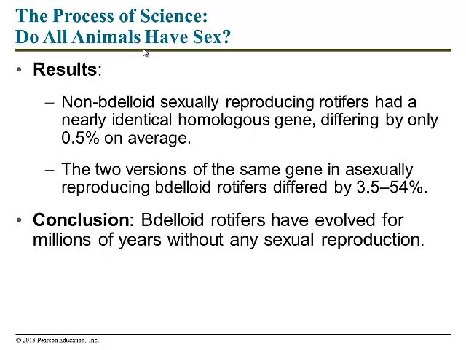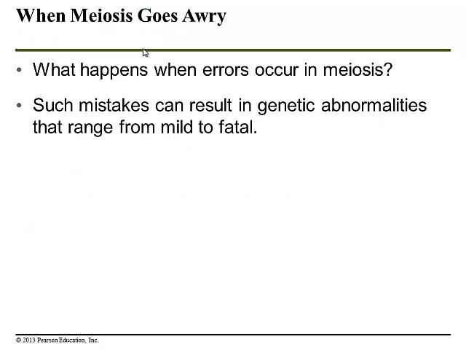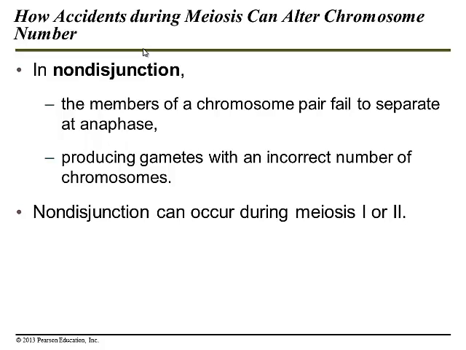So they reproduce what? Asexually. So what happens when there's mistakes? Mistakes happen all the time. So just think about all the shuffling of all this information. Some of them can be fatal. Some of them will allow you to survive, but not so-called normally.